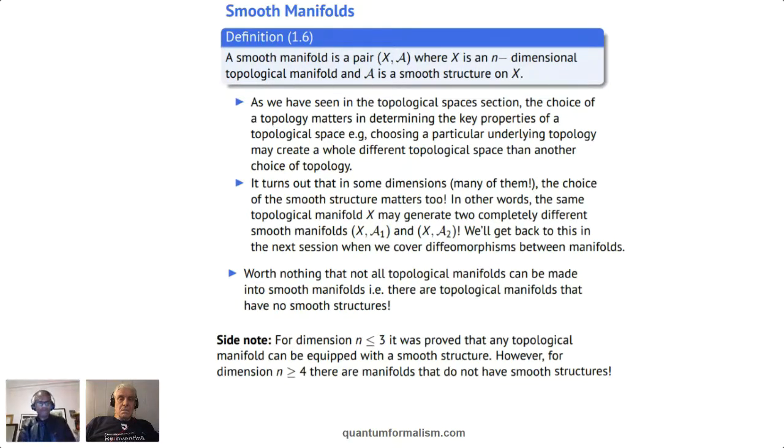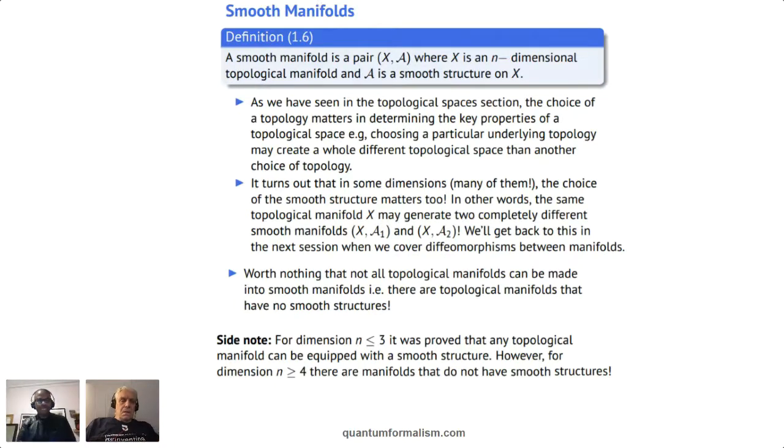You'll be able to see more of this when we talk about diffeomorphism and the classification of smooth manifolds. But just to give you one thing to note: not all topological manifolds have smooth structures. As a side note, it depends on the dimension. For dimensions equal to or less than 3, any topological manifold can be given a smooth structure.